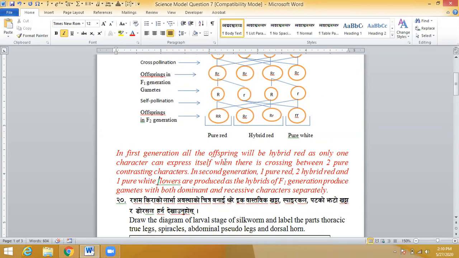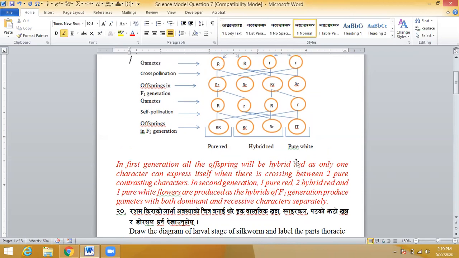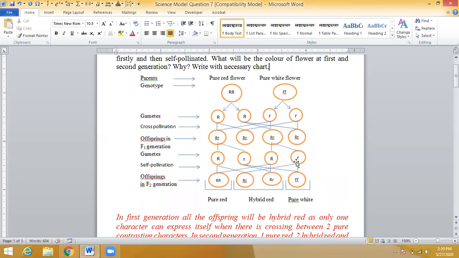So the main reason for these different colors, pure, hybrid and pure, is that the hybrids of the F1 generation produce gametes which are pure. That means some gametes contain the dominant character, some contain the recessive character. That means they contain both kinds of characters in separate gametes. So this is the main reason that we have got pure red, hybrid red and pure white. So this explains the second answer also. Okay, so I think we are done with this question.